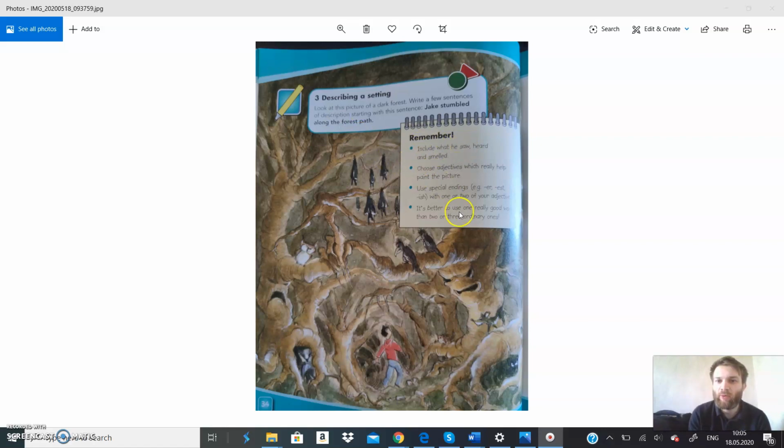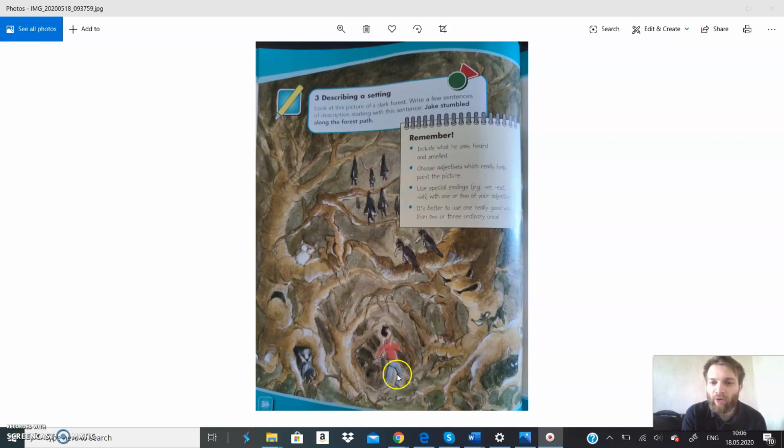Try to include these points. So include all of the senses. It starts by saying Jake stumbled along the forest path. So we've got this character here, and it's not in the first person, but we're kind of experiencing the forest through him. So how is he interacting with it?